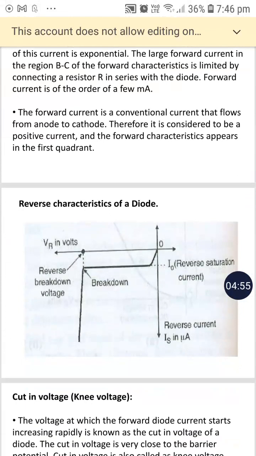We obtain a curve marked OCD. The curve OCD is called the reverse characteristics of the PN junction diode. A careful study of the reverse characteristics indicates that when the applied reverse voltage is below the breakdown voltage, the diode current is small and remains at a constant value. This value of current is called the reverse saturation current, I0. It is of the order of nanoamperes for a silicon diode and in the range of microamperes for a germanium diode.